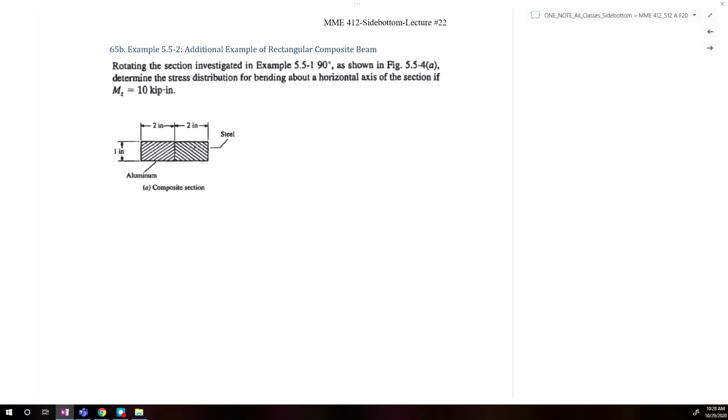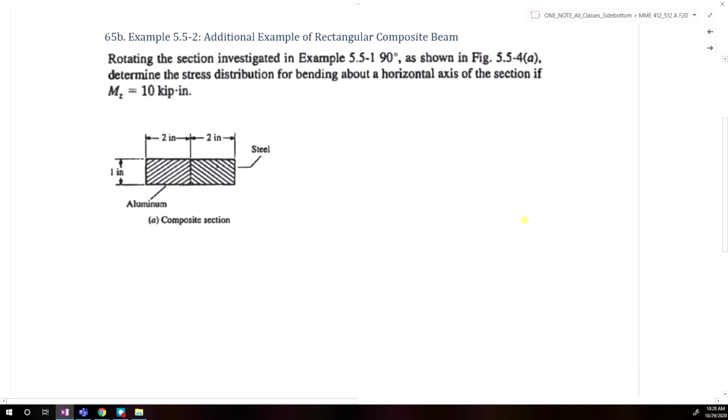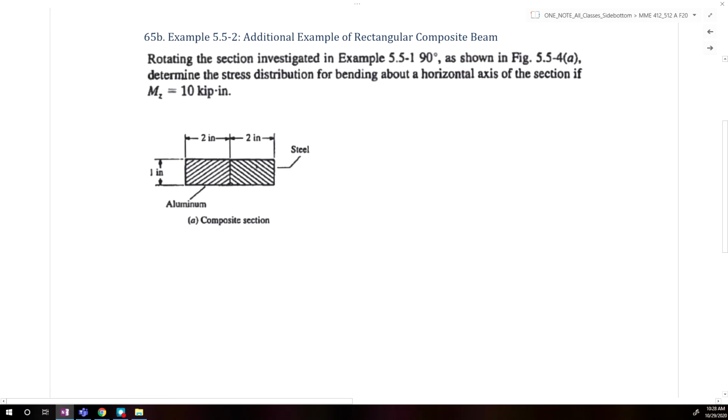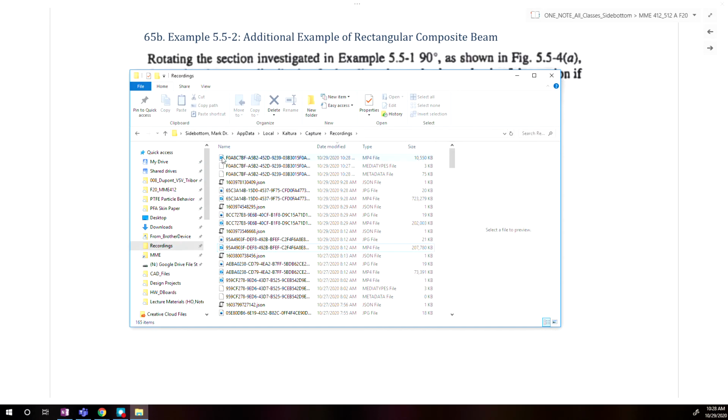Okay, so the first one is asking you to determine the stress distribution for the bending about the horizontal axis of the section, if this is the applied moment.